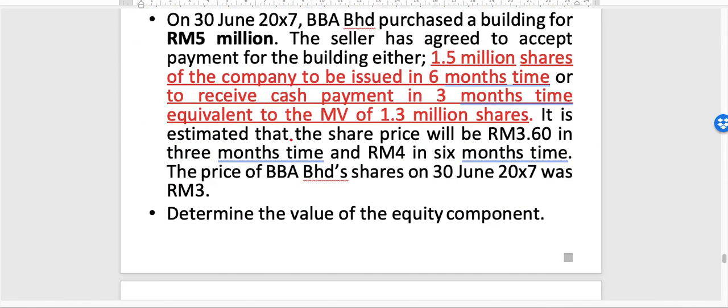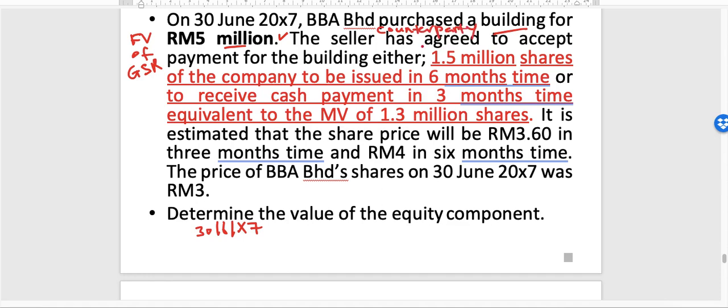On 30th June year 7, BBA purchased a building for 5 million. So you purchase a building, so this is an asset for 5 million. This is the fair value of the goods or services received, 5 million. The seller has agreed to accept payment for the building in either way. So the option is given to the counterparty. The seller is the counterparty.